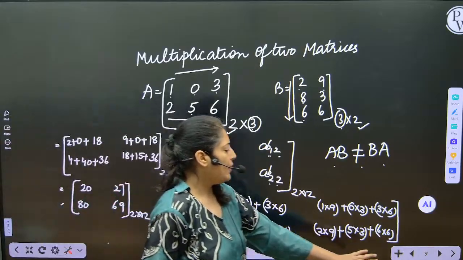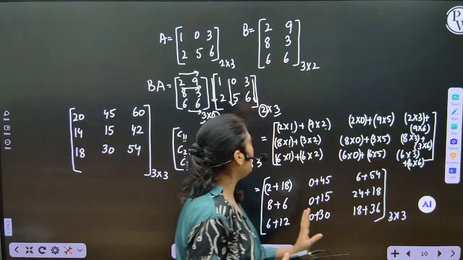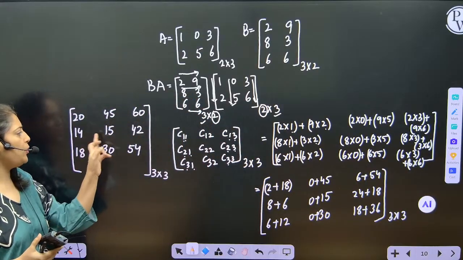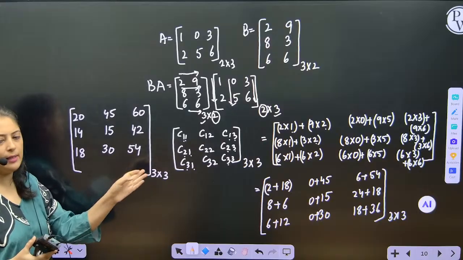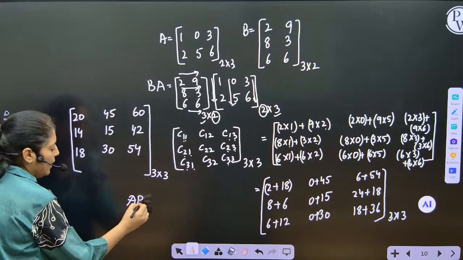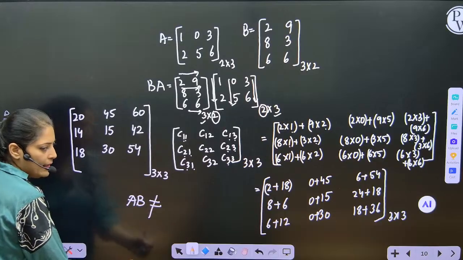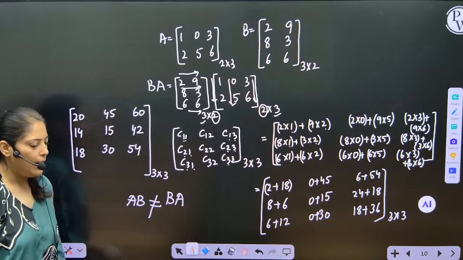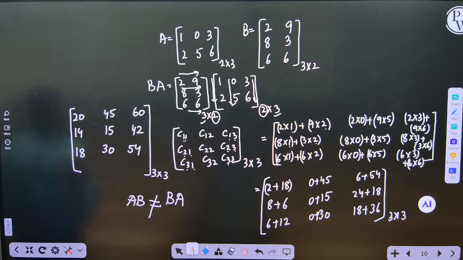Okay. And in the next slide, when we did B into A, elements are 20, 45, 60, 14, 15, 42, 18, 30, and 50. So we have performed AB necessarily not equals to BA. I hope I'm clear to all. Just have a look and then we'll proceed.